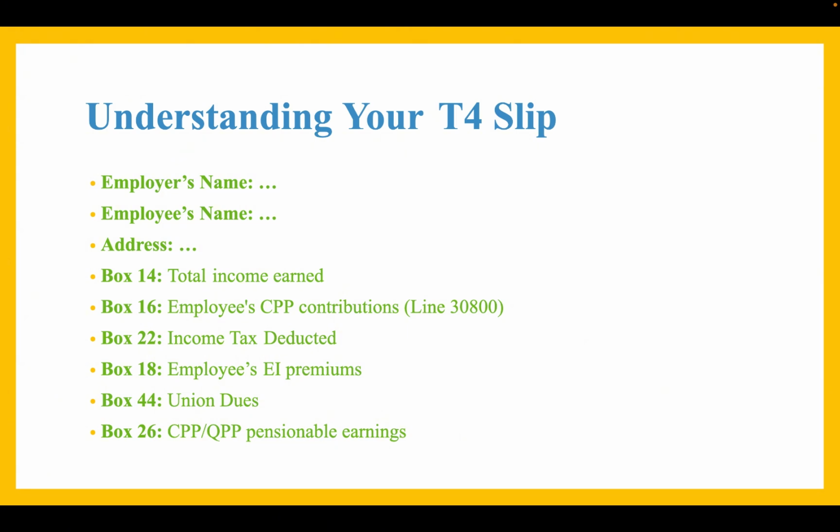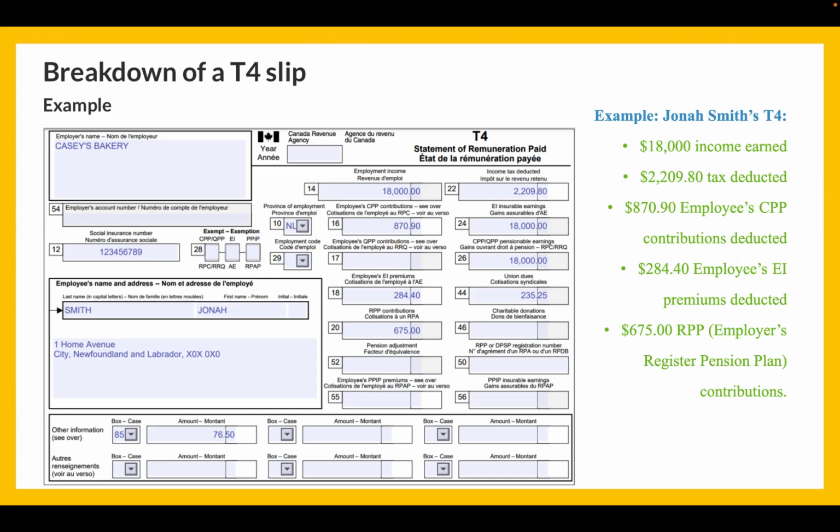Let's use a real-life T4 example. For example, on the left, we see Jonah's personal information, such as first and last name, employer's name, social insurance number, address. Then on the right, we can see which information is important, such as his income on box 14 of $18,000, the taxes he paid of $2,209 on box 22, his employee's contribution of $870 on box 16, his employment insurance of $284 on box 18, and his pension plan with his employer RPP of $675 on box 20.